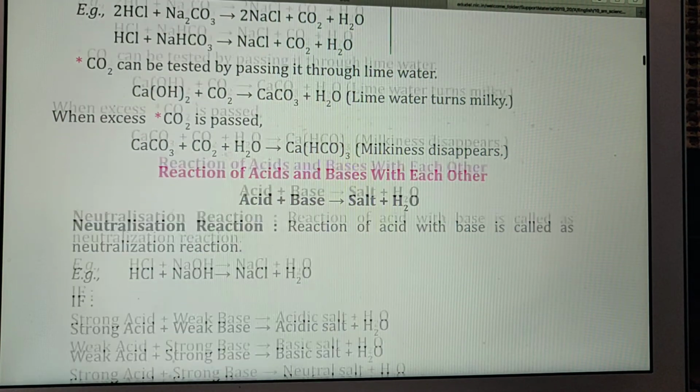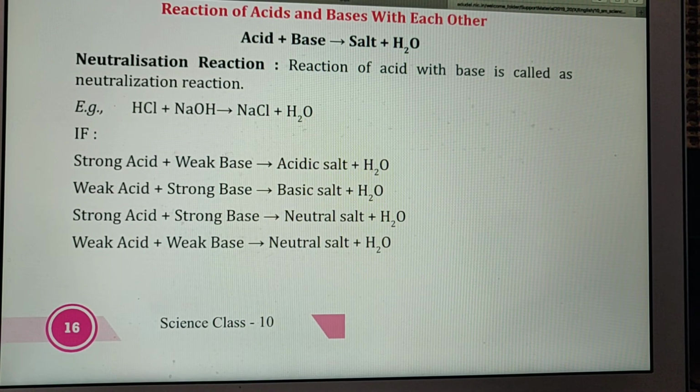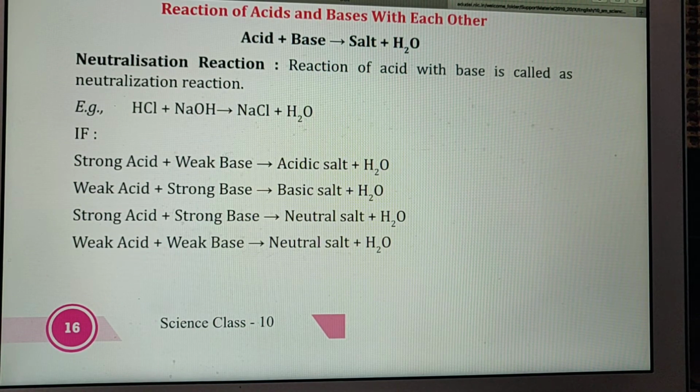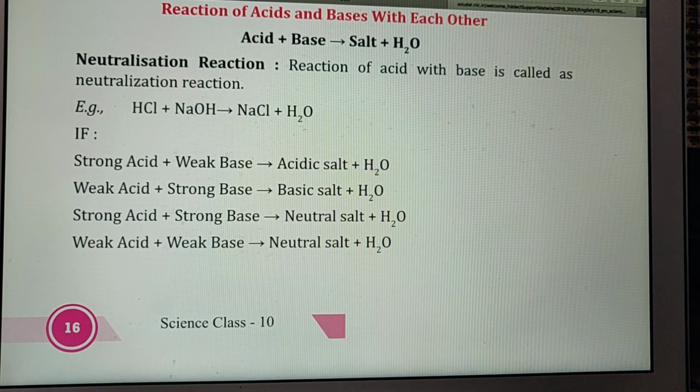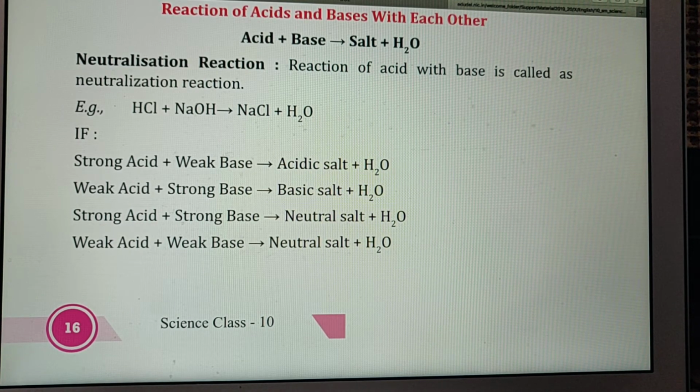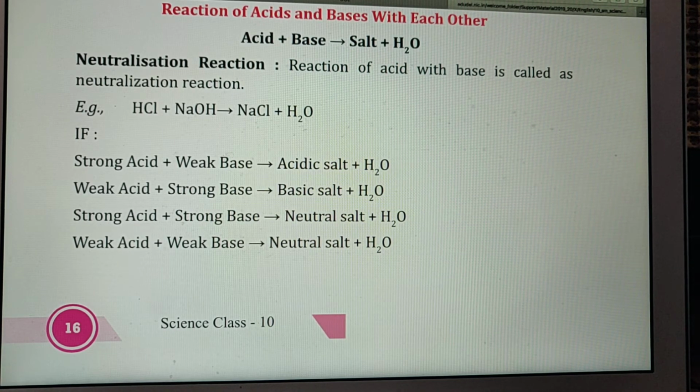Reaction of acids and bases with each other. When acid reacts with base, it gives salt and water. The reaction of acid with base is called a neutralization reaction. Example: HCl plus sodium hydroxide gives sodium chloride and water.